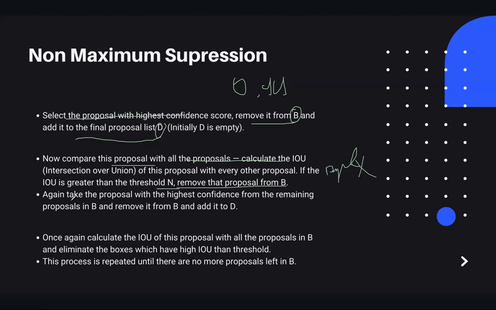Now we do the same thing again. Calculate the proposal with the highest confidence score that remains in B. So now we have fixed one object. Now let's go to the next object and repeat and repeat and repeat. So this is it, just 3 basic steps to be repeated, and you have your greedy non-maximum suppression.